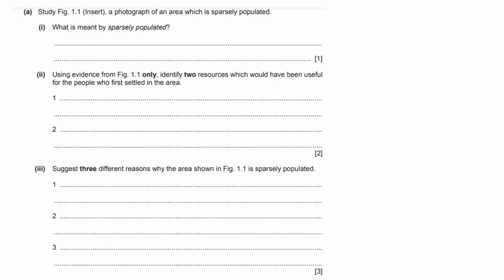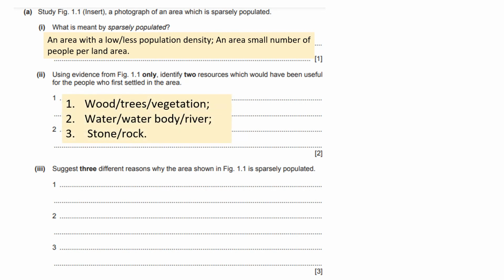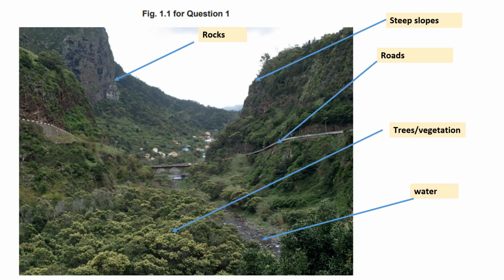Okay, now the next question is, suggest three different reasons why the area shown in figure 1.1 is sparsely populated. One is, if you look at it, it's not flat land, so there will be no space to build. And also, the major road here is quite far away from the city, so it's not accessible.